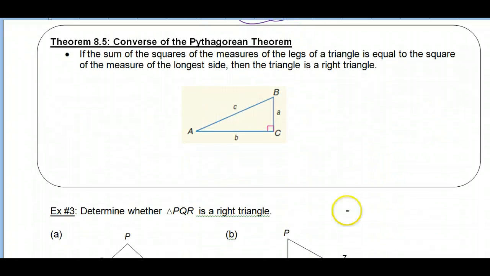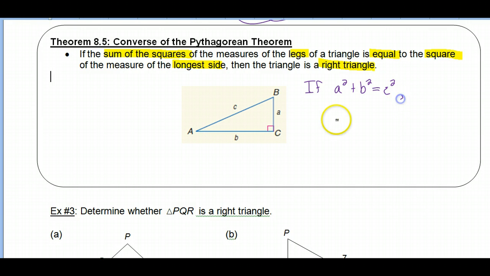Okay, all right, so the converse of the Pythagorean theorem basically says if you have the sum of the squares of the legs equal to the square of the longest side, then it has to be a right triangle. So it's basically saying if a squared plus b squared equals c squared is true, then we know that triangle ABC is a right triangle.